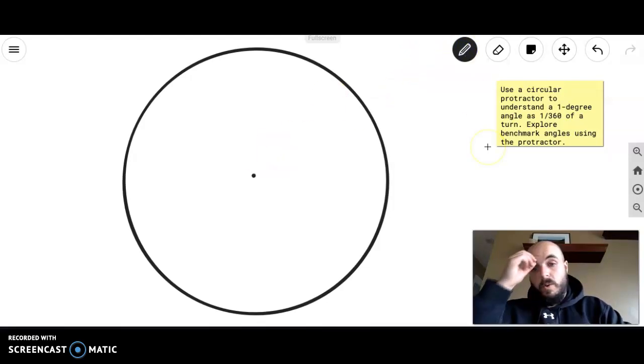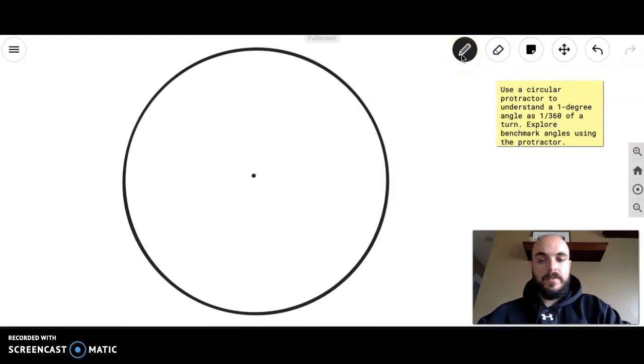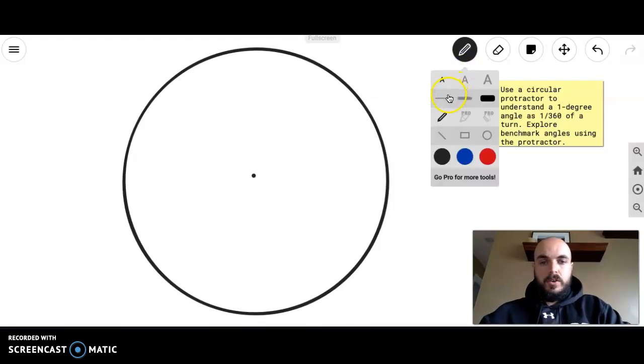So I'm going to go over exactly what you need to know, with the exception that I don't have a protractor on my computer, but I'm going to do my absolute best to explain as exactly as I can how to use them. You will have a protractor inside of Zearn, but I don't have one physically to show on my computer.